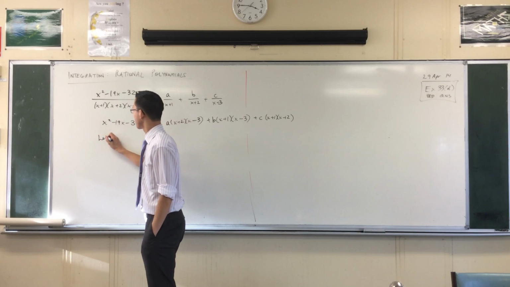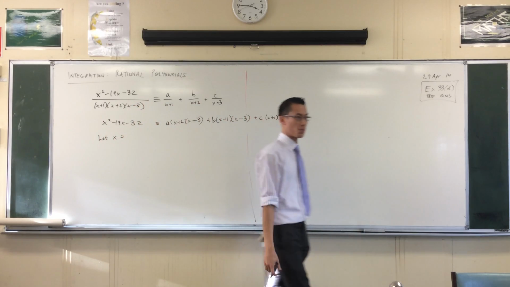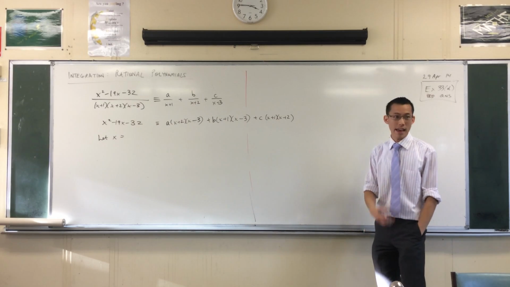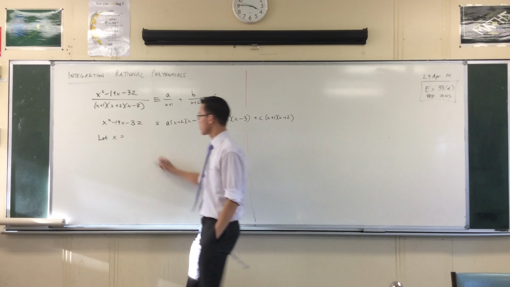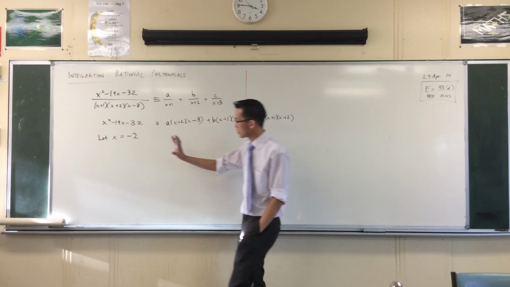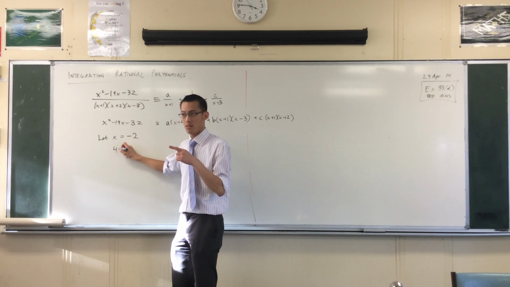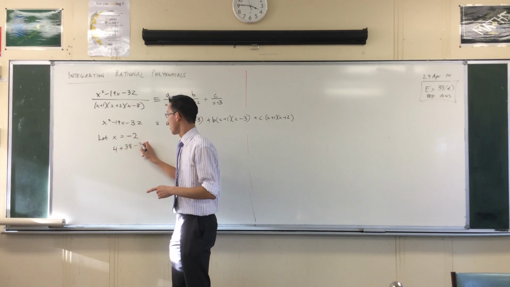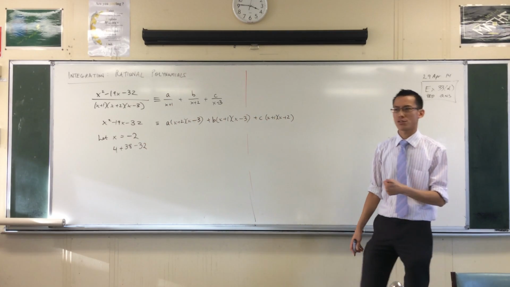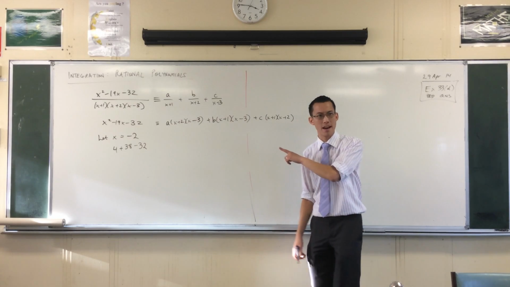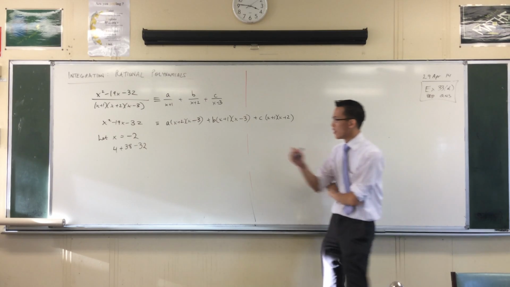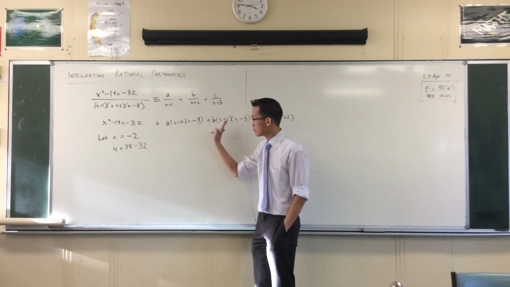Let's try this. You pick a value of x. You pick one that's convenient for you, right? For instance, you might pick x equals -2. Now what will happen? Okay, well let's just evaluate the left-hand side first. That's going to be 4 plus 38 minus 32. Yeah? What happens on the right-hand side? What disappears? This disappears because that -2 makes that 0. It's gone.